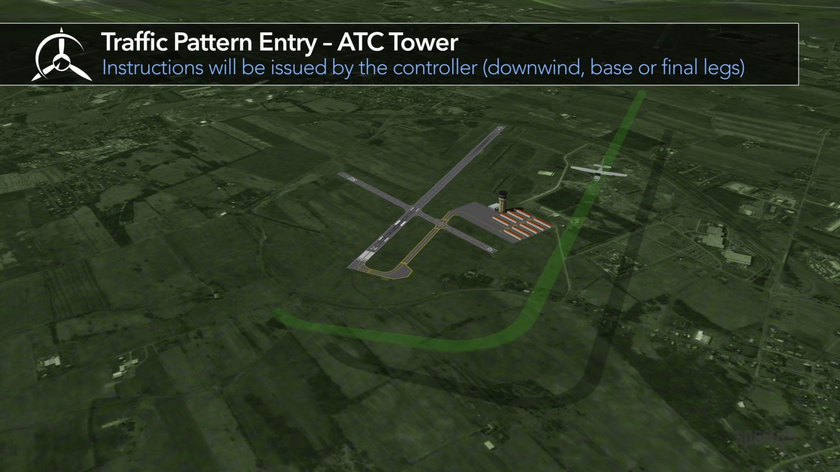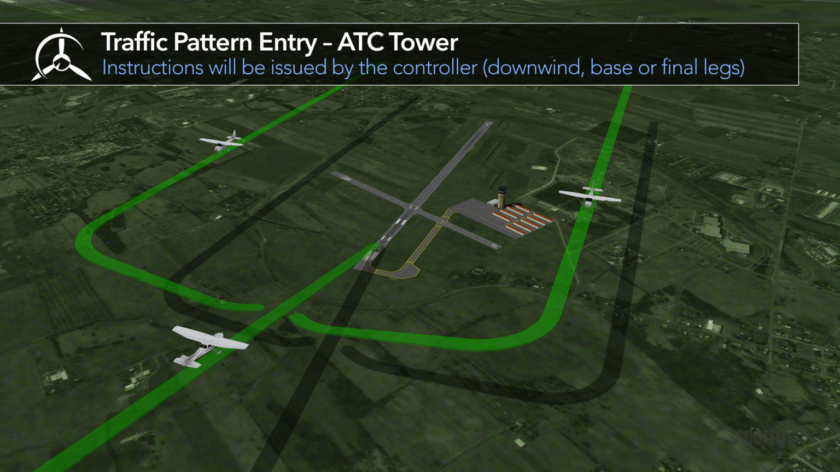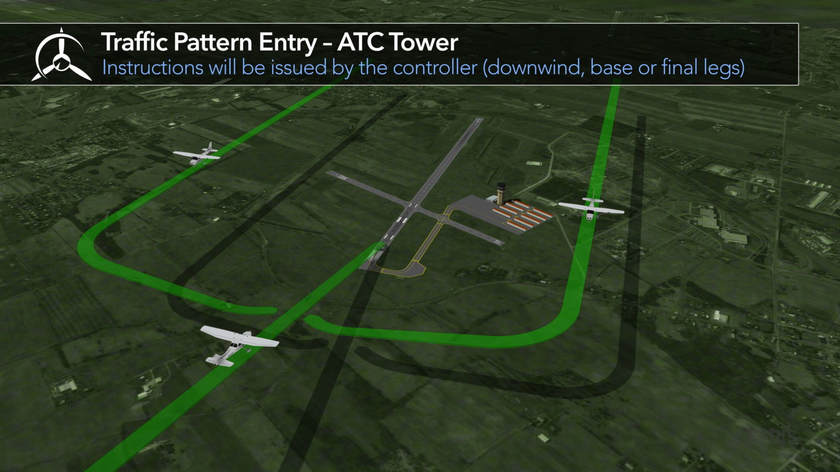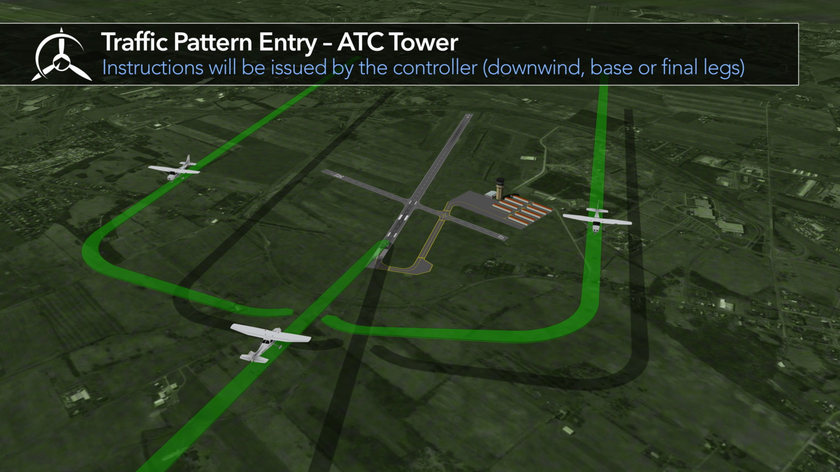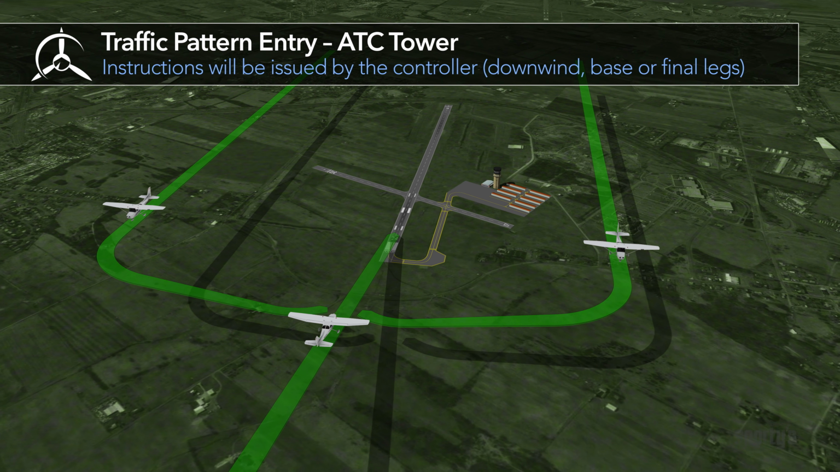It can be right or left downwind, or base leg, or even a straight-in final approach. These variations of the traffic pattern are possible because the tower controller assigns landing priority.